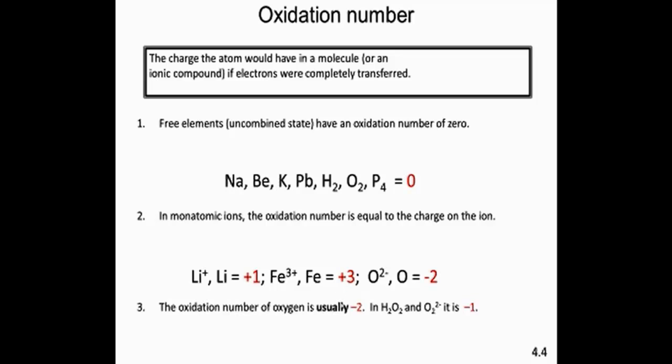Number 3, the oxidation number of oxygen is typically -2. However, in peroxide, such as hydrogen peroxide, peroxide is an O2 with a 2- charge. It is a -1 oxidation state.